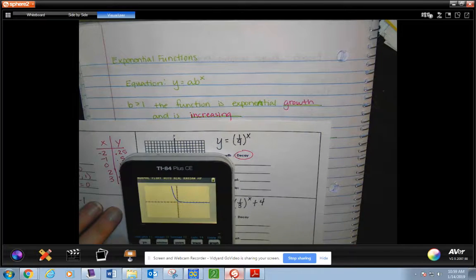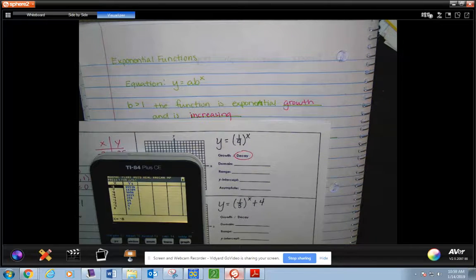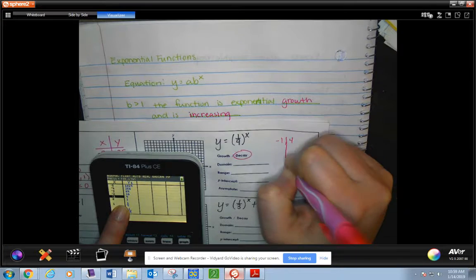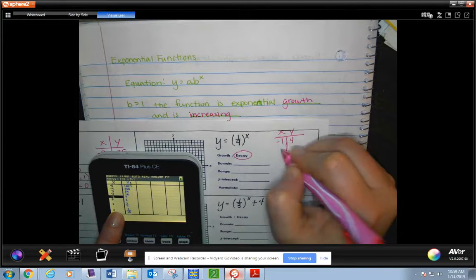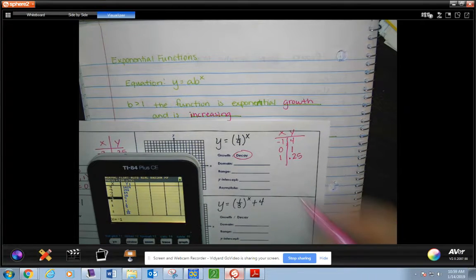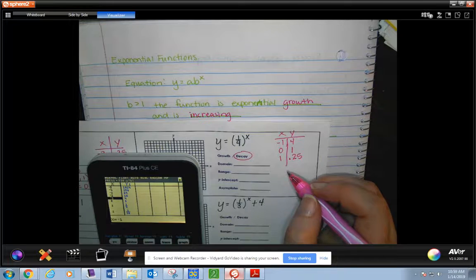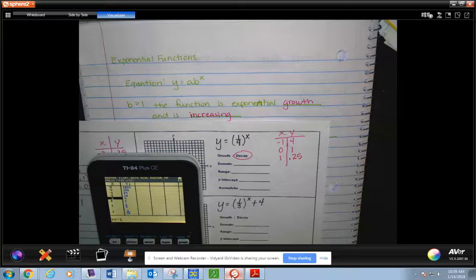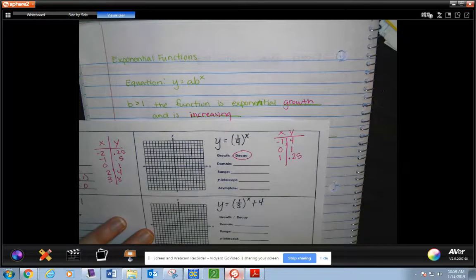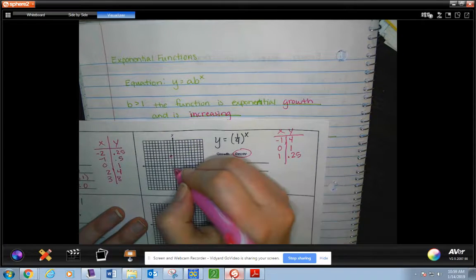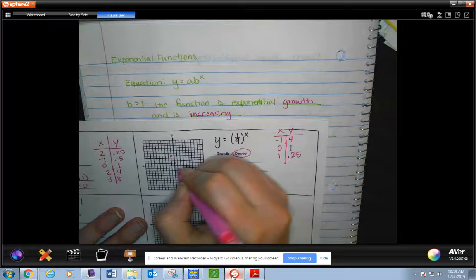Okay, so then I'm going to go to the table and I'm going to get some points that I can plot. I cannot plot up to 16, so I'm going to do -1, 4. I'm going to do 0, 1. I'm going to do 1, and that is 0.25. And then 2 and 1/16 is going to be really hard to plot, so I'm just going to stick with those 3 points because I know I can do them. Okay, so I'm going to plot my points. -1 and 4. 0 and 1. And then 1 and 0.25.